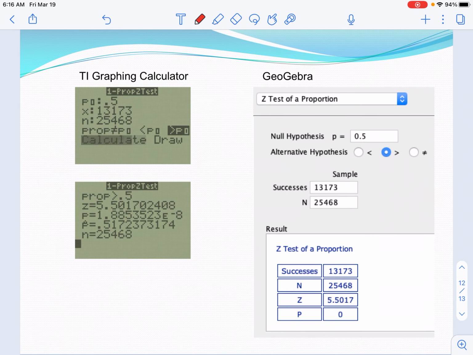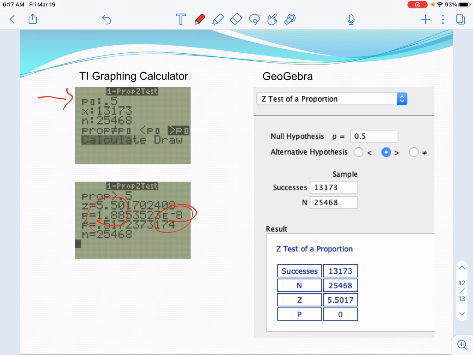To use technology for this, we see our input and output screens on the graphing calculator. Again, you're providing the same information. The only thing new from the confidence interval is this null p-value and the direction of the alternative hypothesis. Be very careful down here when you get your output. We talked about this the other day. P-value 1.88 times 10 to the negative 8th power. This is a very small number in scientific notation.